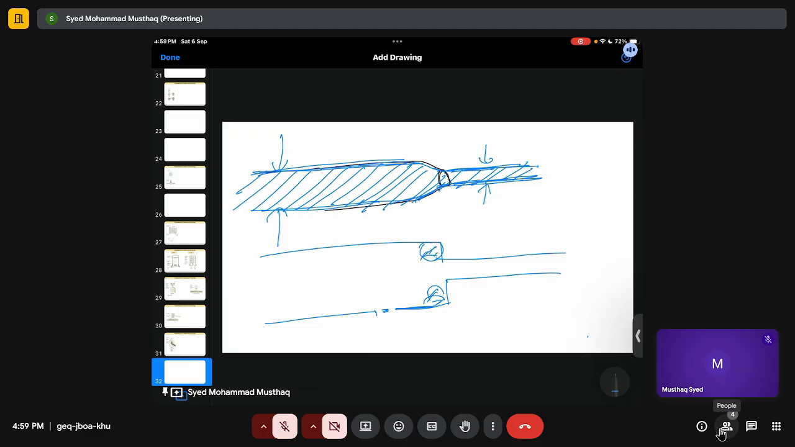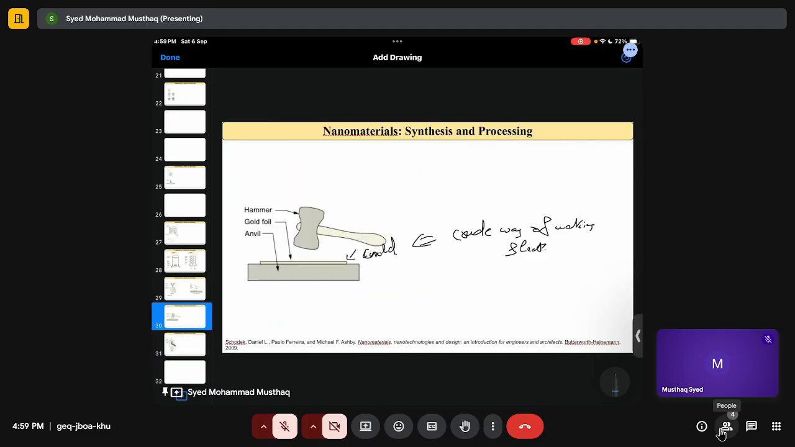From this you can deform or change the texture of the grains. Okay, how they are oriented, the size can be varied, right?